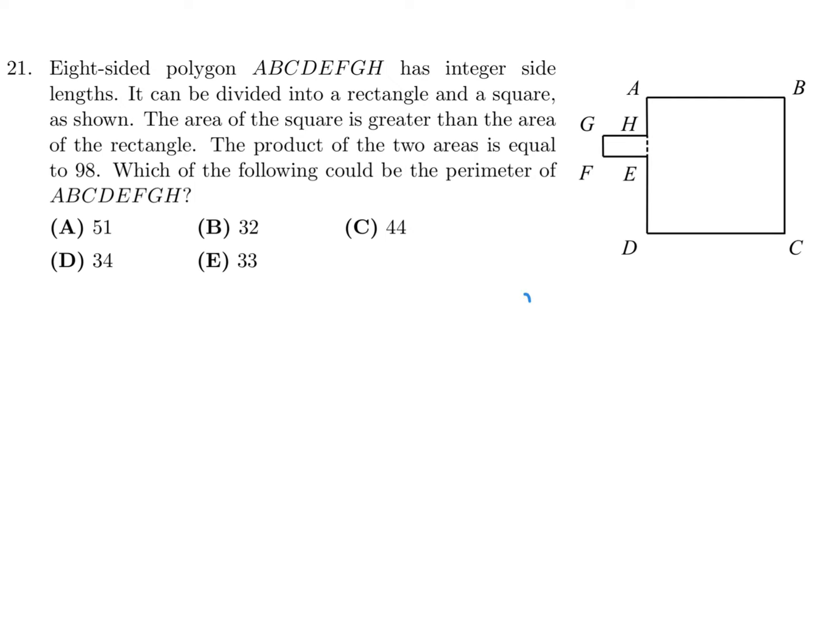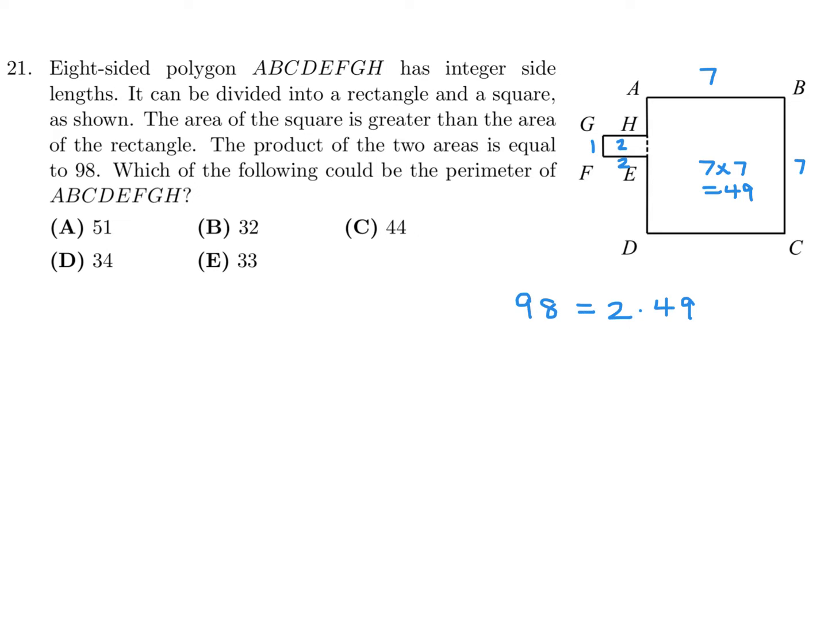So 98 is the product of the two areas. Well, let's try 2 times 49. That makes the most sense to me because ABCD is a square, so it's got to have all sides the same. So 7 and 7 would give me 7 times 7, which is 49. And therefore, this little guy has an area of 2. And since everything's an integer, this has got to be 1. And this side is most likely the 2.